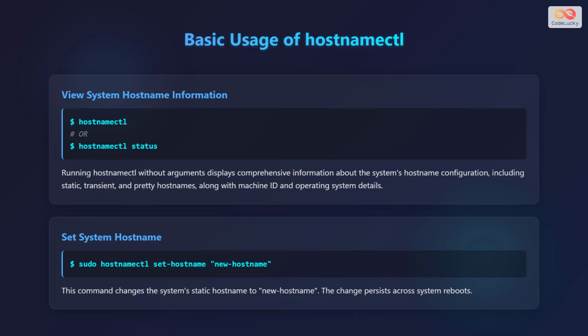To set the system hostname, use the command sudo hostnamectl set-hostname followed by the new hostname in quotes. For example, sudo hostnamectl set-hostname new-hostname changes the system's static hostname to new-hostname. This change will persist even after a system reboot.